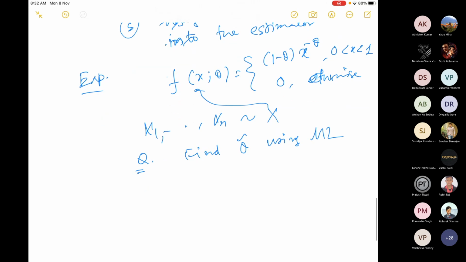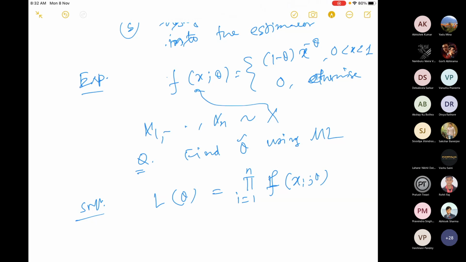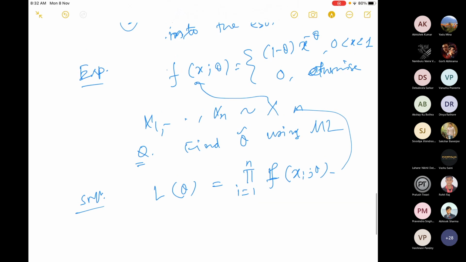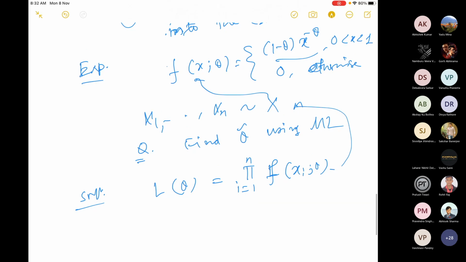Okay, so what you do first of all, let's say the solution, is define L(theta). So L(theta) is what? It's the product from i equal to 1 to n of f(xi; theta). So this is a product form, where there is an exponential term here. So probably you can take the log of both sides, then it will be simpler.